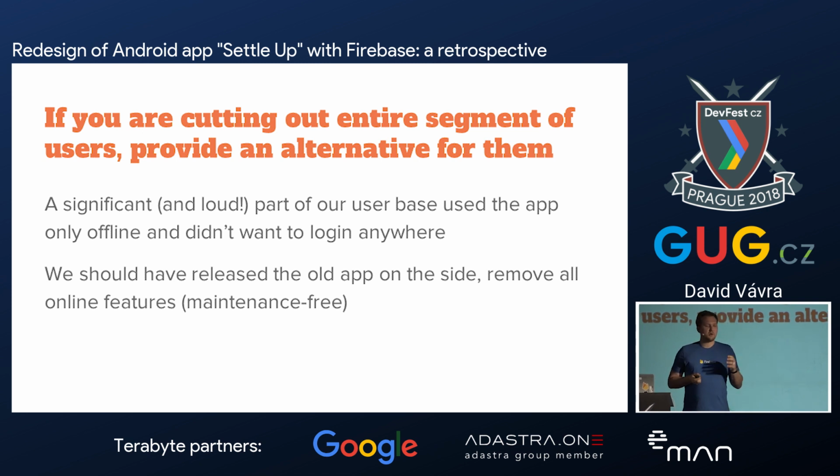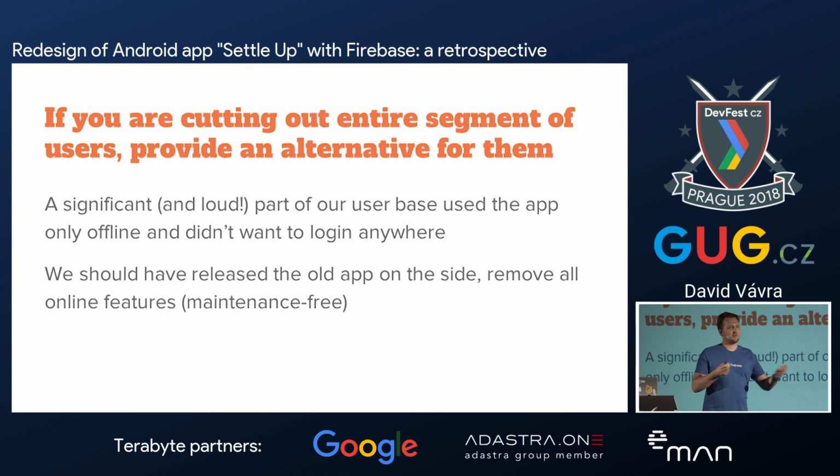Also, if you are cutting out an entire segment of your users, you should really provide some alternative for them. So in our case, we had a small segment of users, like 5% of users, who used the app only offline. They never logged in. And we said, 5%, who cares? But these 5% were really vocal after the update. Most of these people were concerned about privacy, and we didn't have any privacy policy, and it was really bad. And they were right, we should have prepared for this.